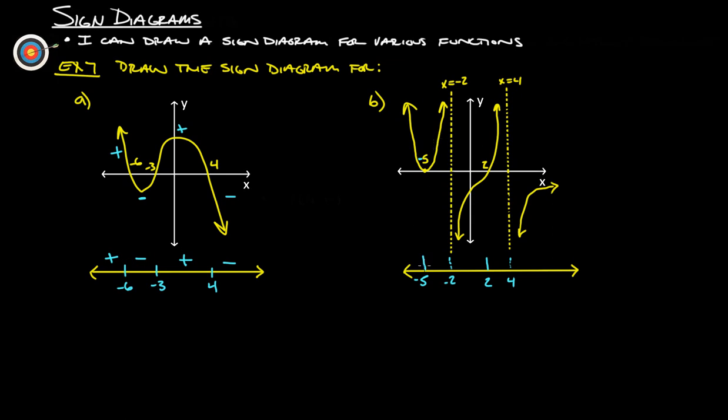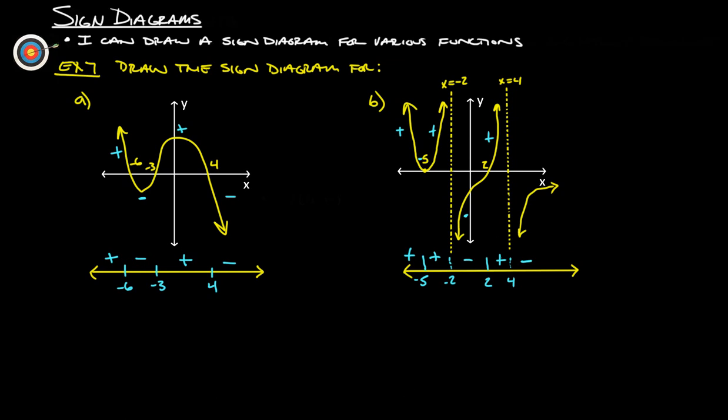Now, when we're to the left of -5, this thing here is positive. Between -5 and -2, it's still positive. So we have positive and positive again. When it's between -2 and 2, this thing here is negative. When it's from 2 to 4, it's back to positive. And when it's after 4, we're back to negative. So there's our sign diagram.